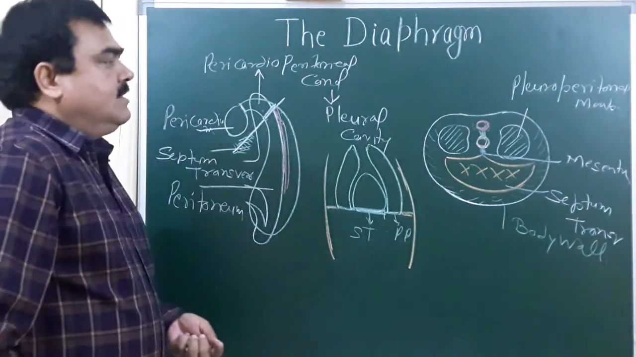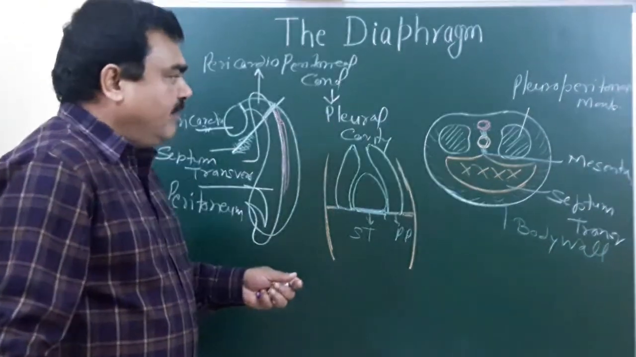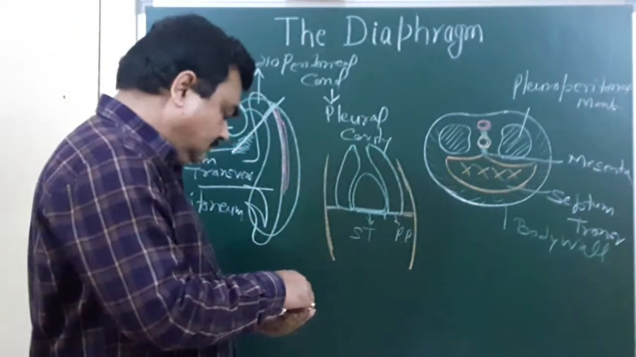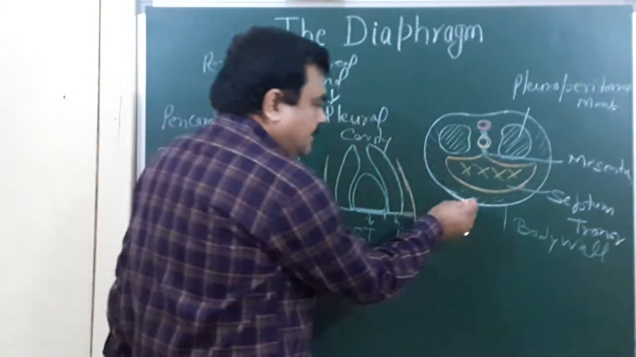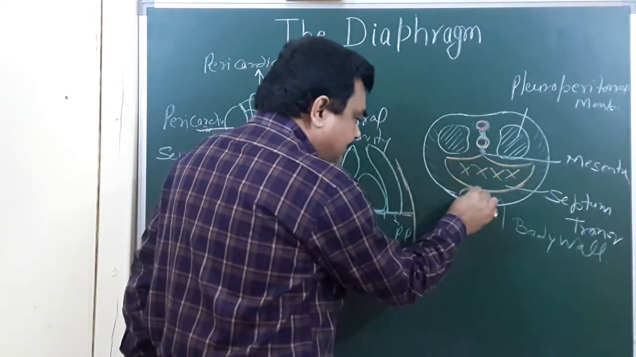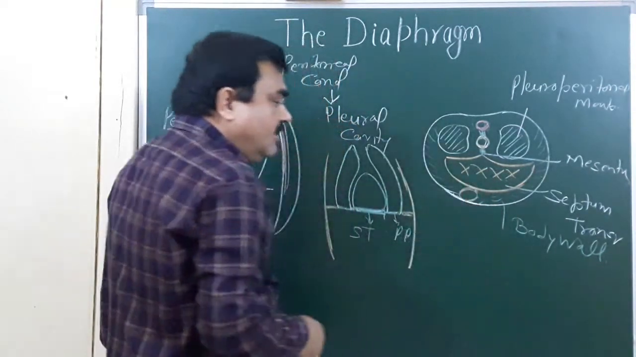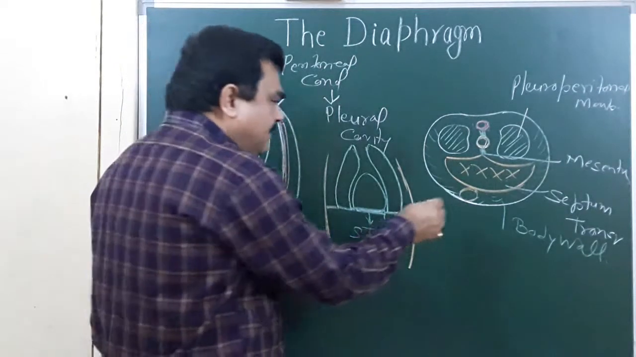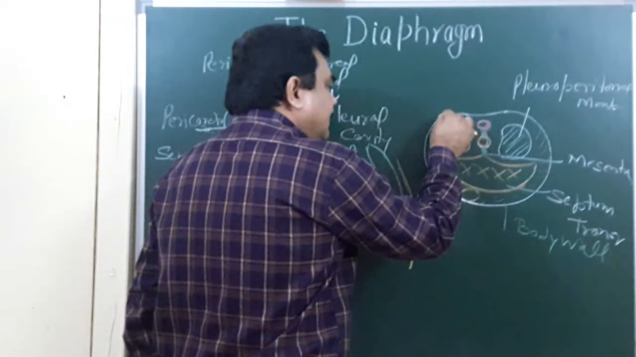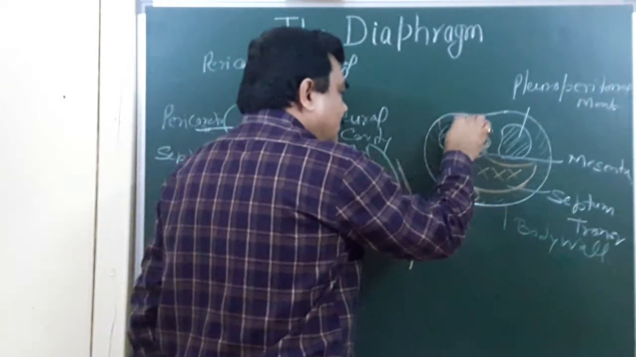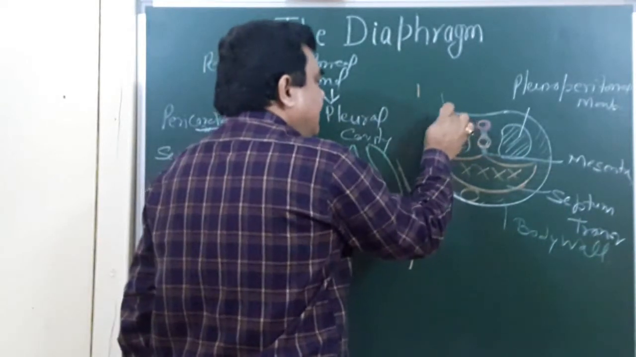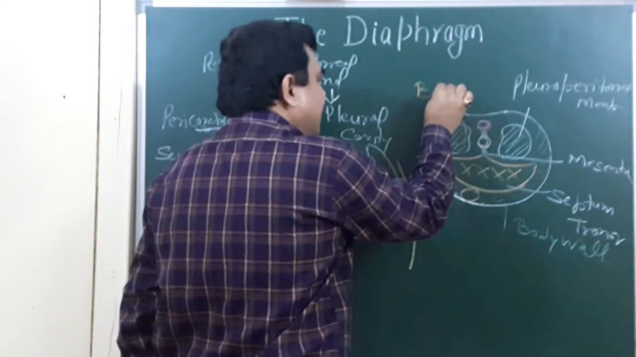There may be some congenital anomalies due to failure of formation of these structures. Sometimes anteriorly, there is a defect in formation of musculature. This is known as retrosternal space. Sometimes posteriorly this part is undeveloped, then a hernia is formed, known as Bochdalek hernia or posterolateral defect. This Bochdalek hernia is formed here.